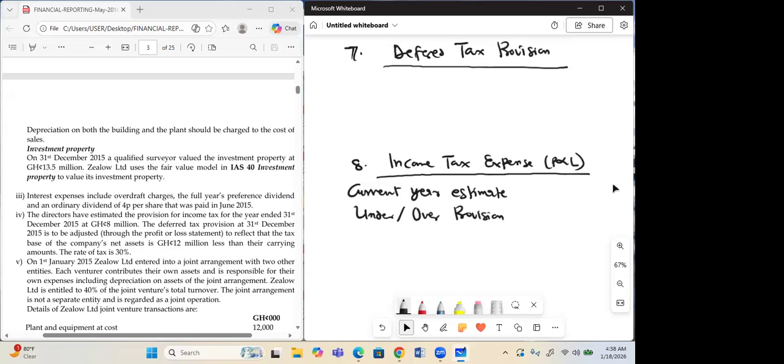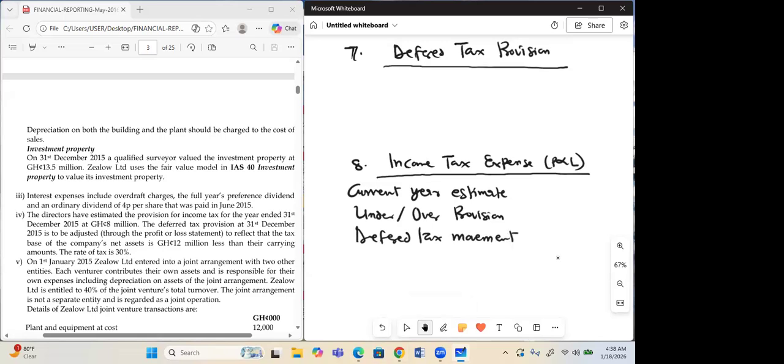So this under or over provision means either an underpayment or an overpayment of tax as a result of last year. Then you have the third item, which we call the deferred tax movement. The movement in deferred tax, whether it is an increase or a decrease.